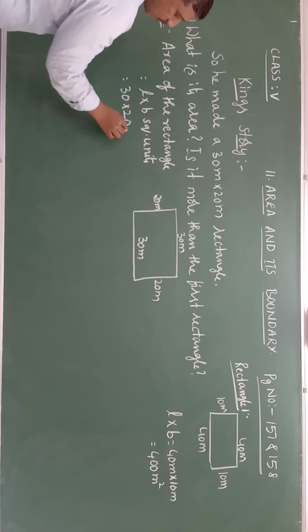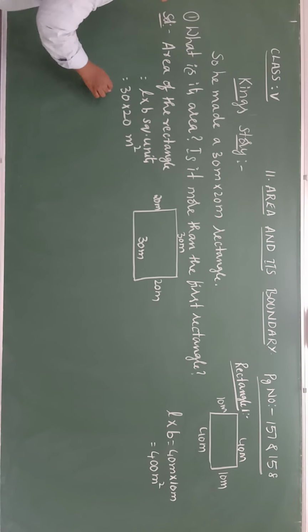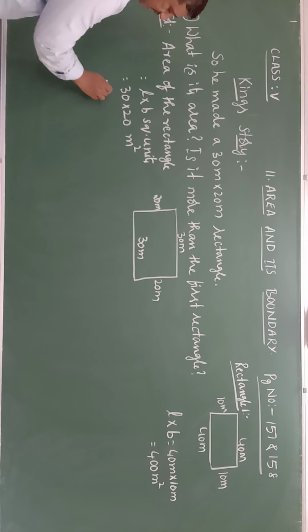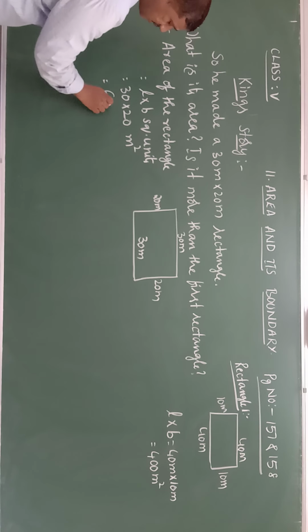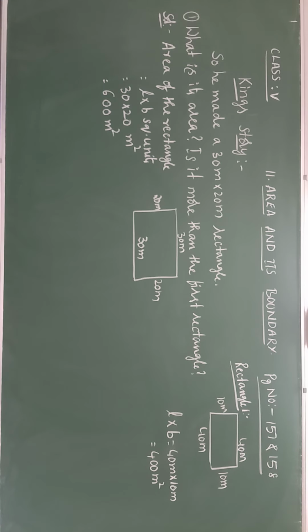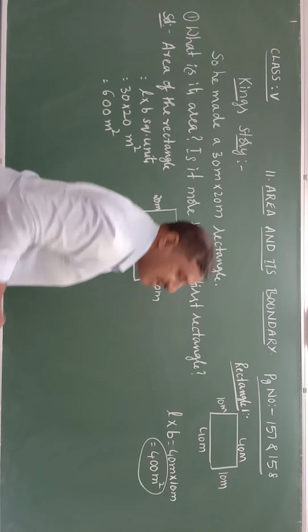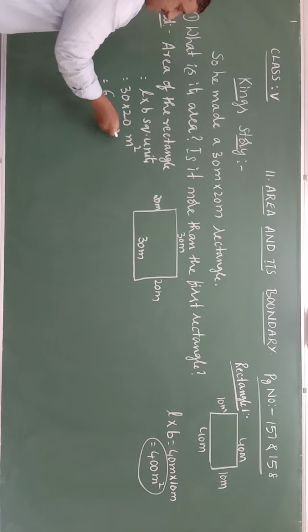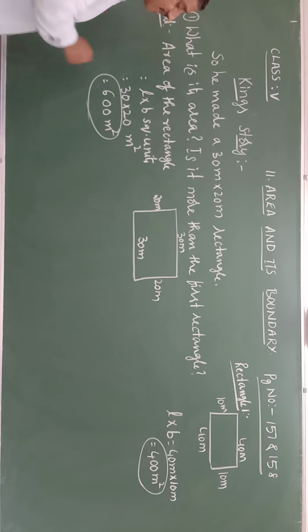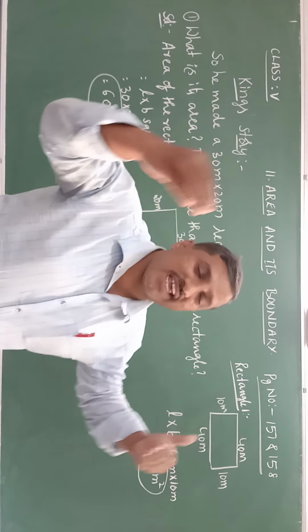So 30 into 20 square meters. Now multiply 3 into 2, 3 twos are 6, and keep 2 zeros. 600 meter square. First, how much did he get? 400 meter square was the land area. The second time he got 600 meter square. So he got 200 meter square more area.